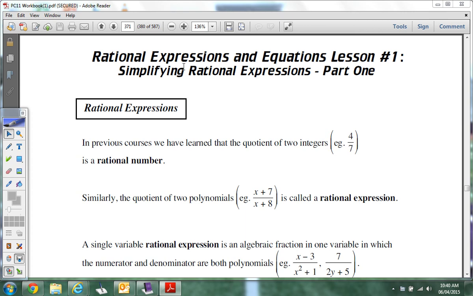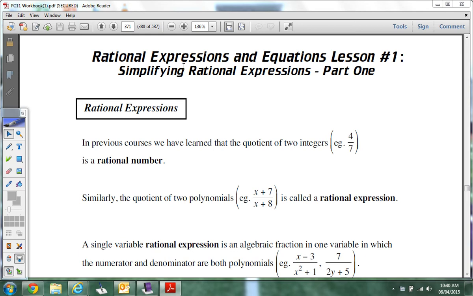For lesson 1, simplifying rational expressions, part 1. In previous courses we have learned that the quotient of two integers, 4/7, is a rational number. All that means is, as we talk about rational numbers, rational numbers are anything you put in a fraction. Based off of today's lesson, a rational expression is an expression in a fraction.